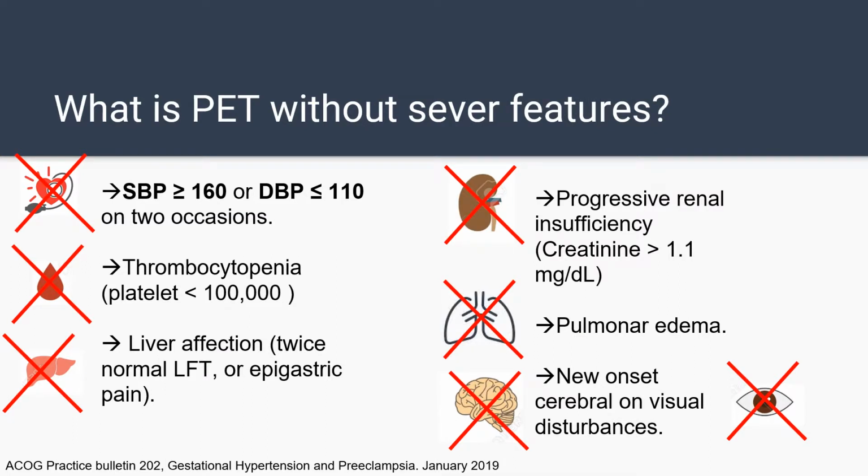So, the other way around, what is a preeclampsia without severe features? It's a preeclampsia that doesn't have any of this. So how do you diagnose a preeclampsia without severe features? You need to take a complete clinical history, do a physical examination, and also take a lot of different blood tests to rule out all of these 6 things that are part of the severe features.